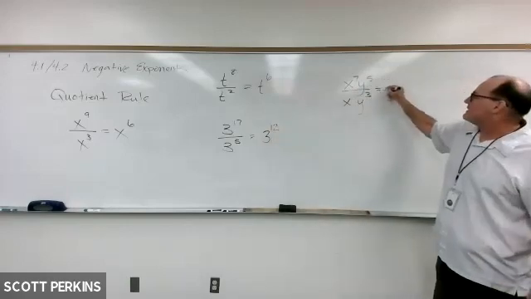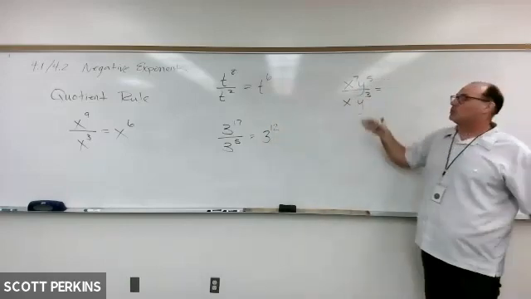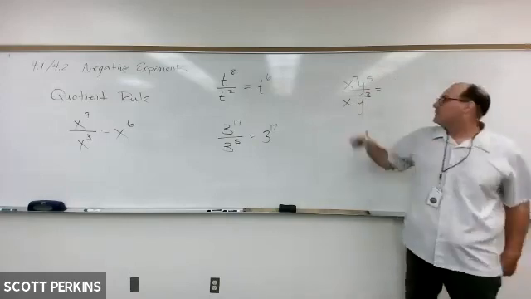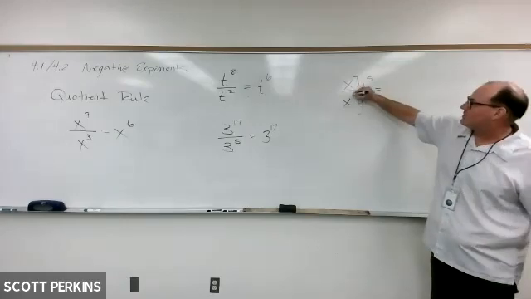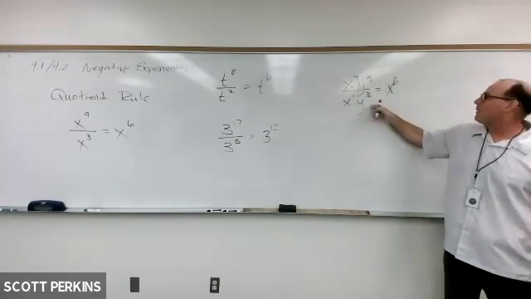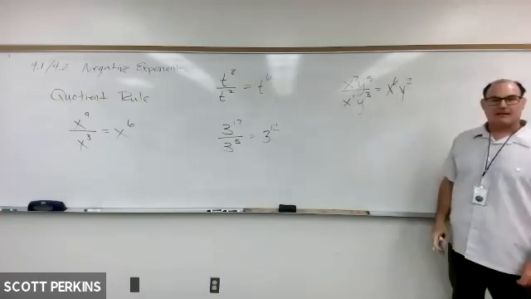And then here, same thing as I mentioned before with the product rule: different bases, consider them separately. So I have x to the 7th divided by x to the 1st, x to the 6th, y to the 5th divided by y to the 3rd, y to the 2nd.